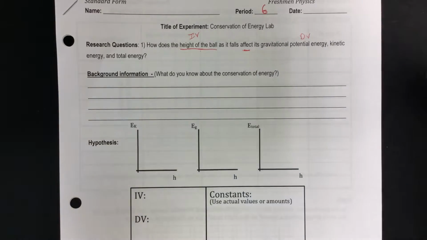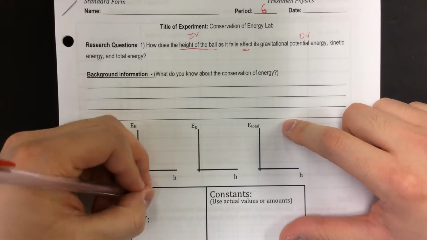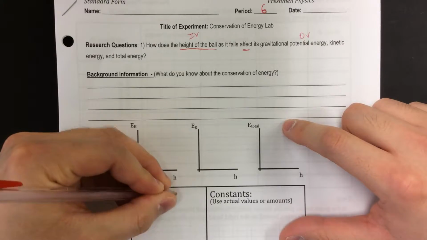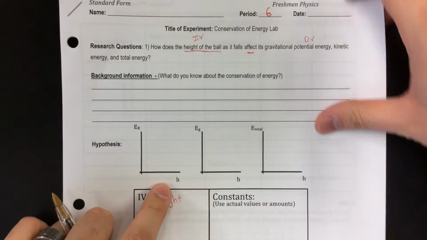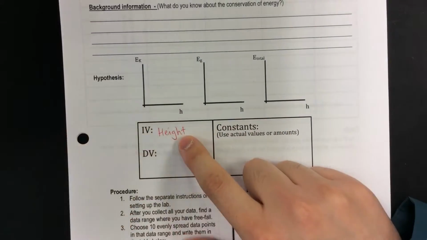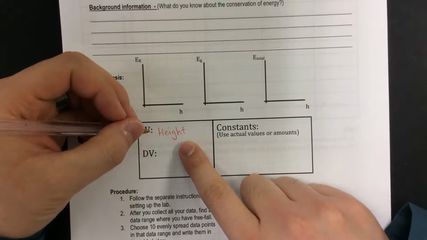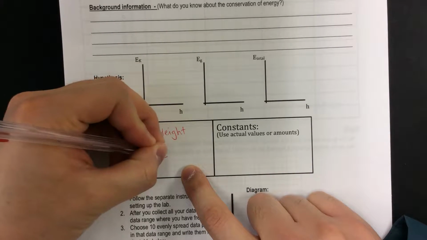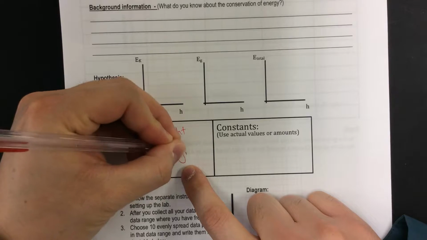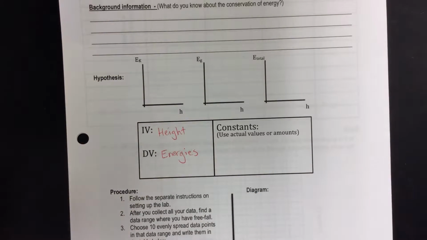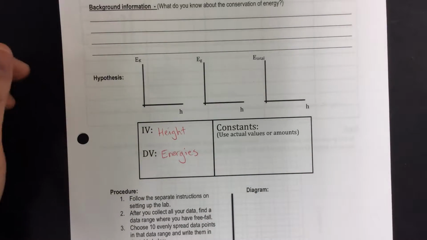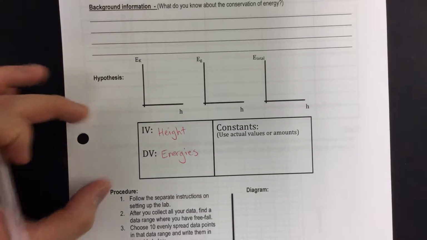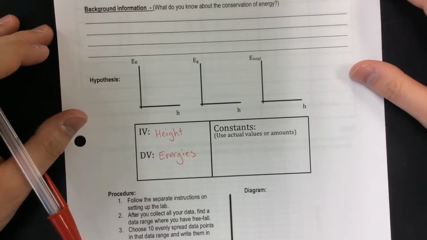We're still looking at a relationship or connection. Looking at the way we design our graphs, you can see what we're trying to get at. We're trying to get at what the height does to the different energies. So if you already have this written, fantastic. As long as what you have written is the gist of this, then we're good.